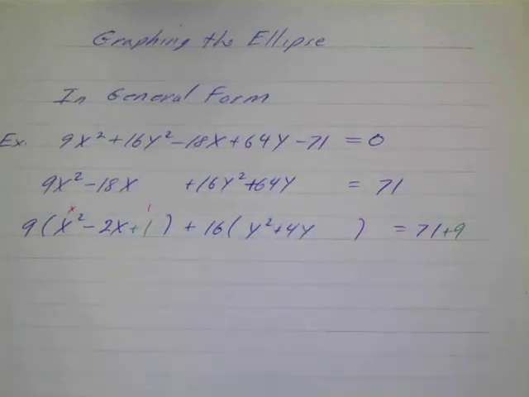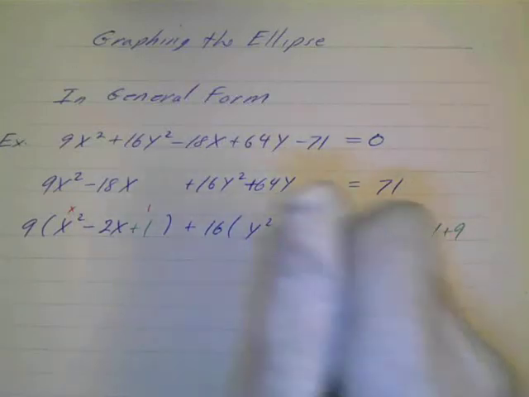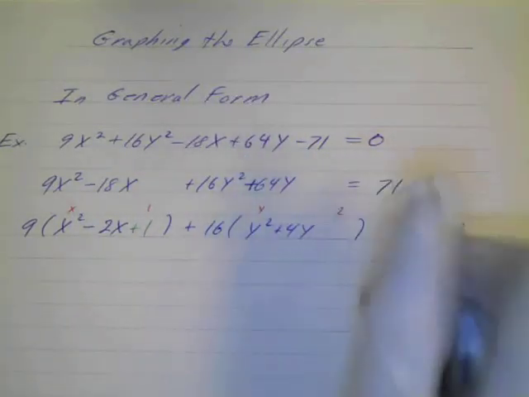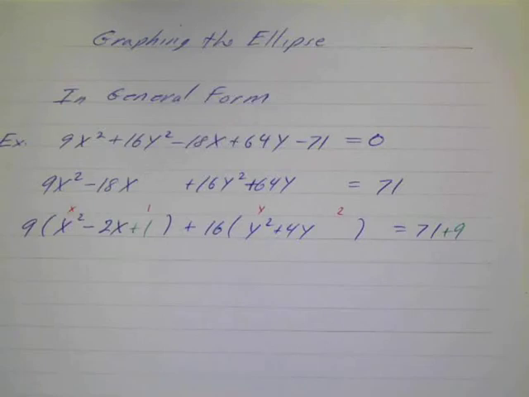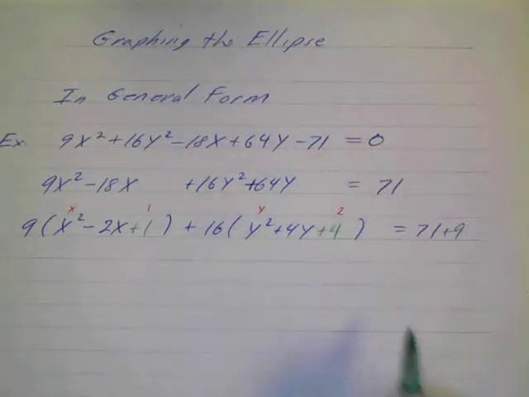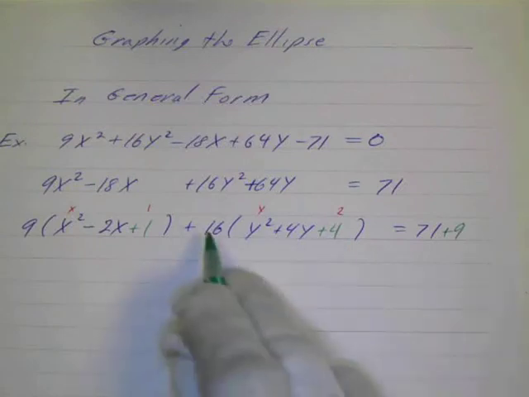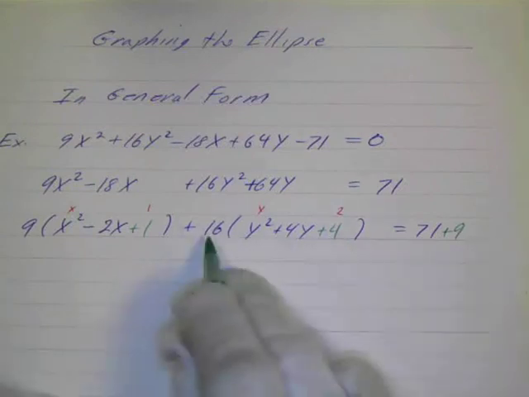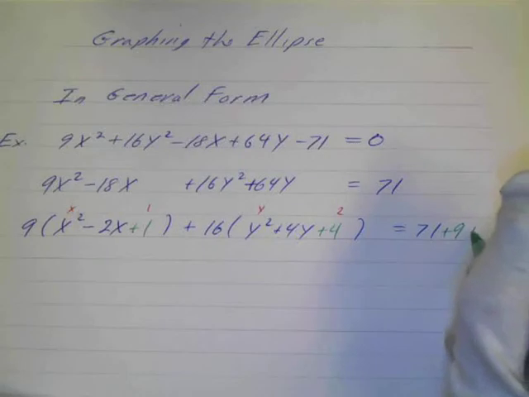And then over here, y squared of y squared is y, and half of 4 is 2, and 2 squared is 4, so I need to make this a 4. But I'm not adding 4, I'm adding 16 times 4, and that's 64, so I have to add 64 to the right. 16 times 4 is 64, so I have to add 64 to the right.